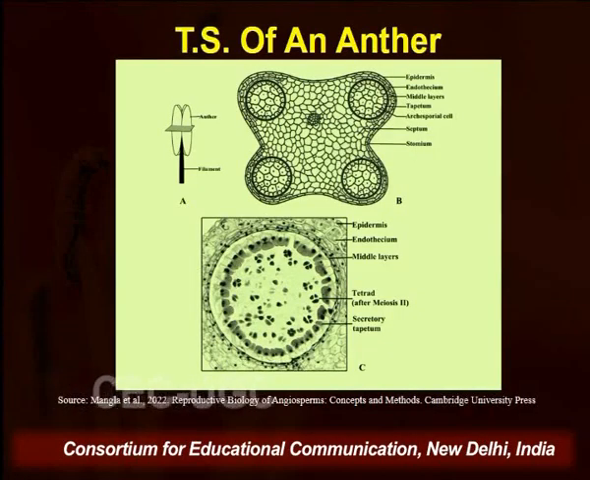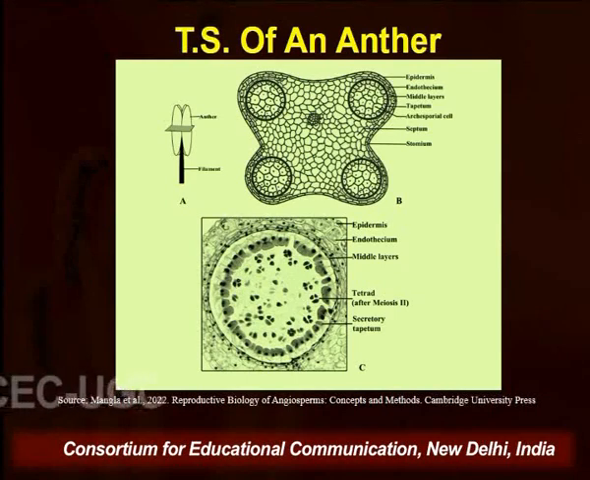Now here in this picture, you can see the transverse section of an anther. The A part of this diagram shows one particular stamen with the anther and a filament, and you can see that it has been cut in a transverse manner. So when you cut a transverse section of an anther, you see what you see in B portion of this picture. There are 4 round structures which you see here.